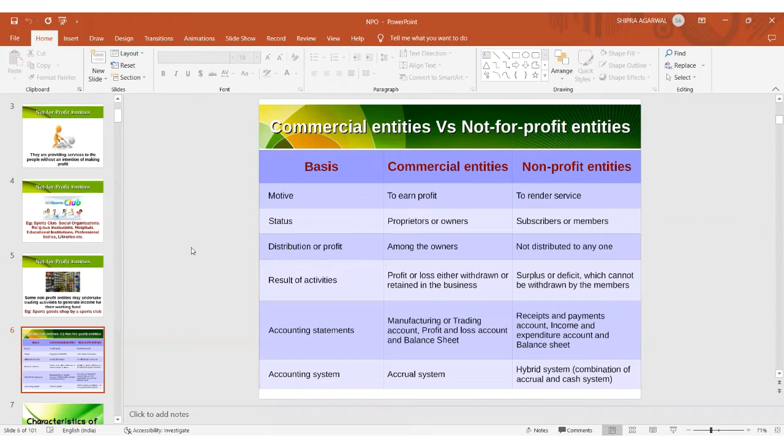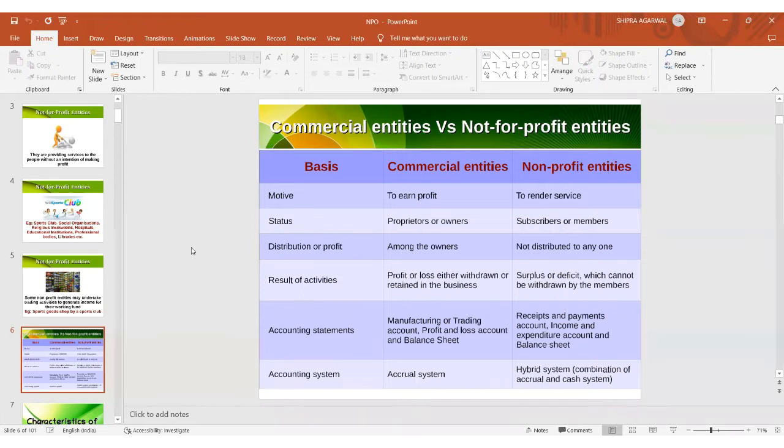And if I talk about the accounting system that is being followed, in commercial entities, we follow the accrual system. That means the accrual basis of accounting. But when we talk about non-profit organizations, there we have a hybrid system. See, we have two systems of accounting. One is known as the cash system and the other one is known as the accrual system. Now, when we are talking about these NPOs, they follow a hybrid system. That means they use some features of the accrual system and some features of the cash system.